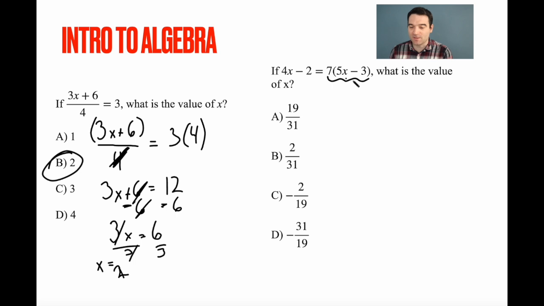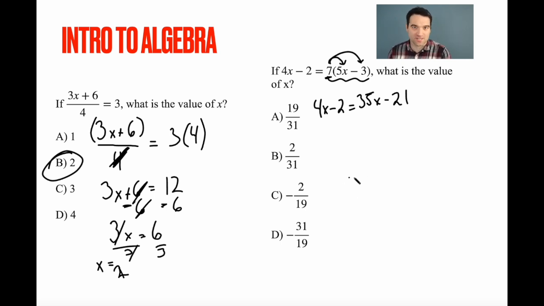4x - 2 equals 7 times (5x - 3). Remember how we distribute into a parentheses, right? We multiply each term separately by the term in front. So what I get is 4x - 2 equals 35x - 21.